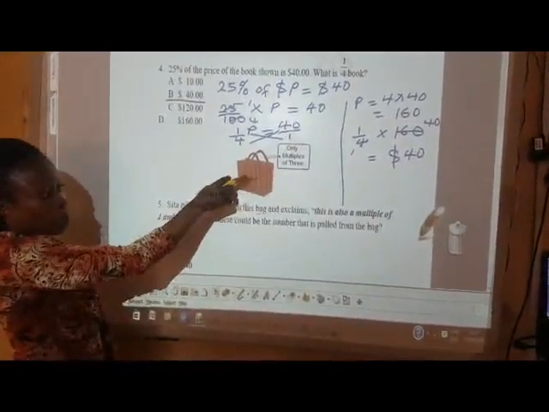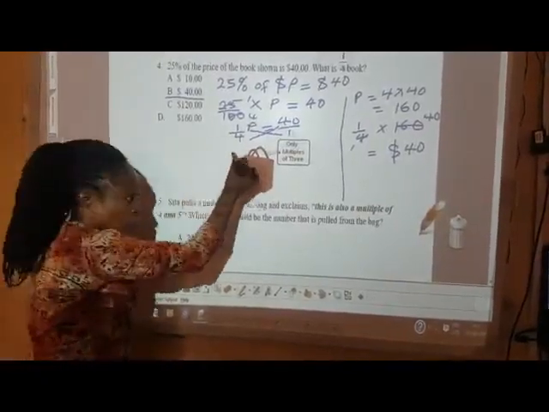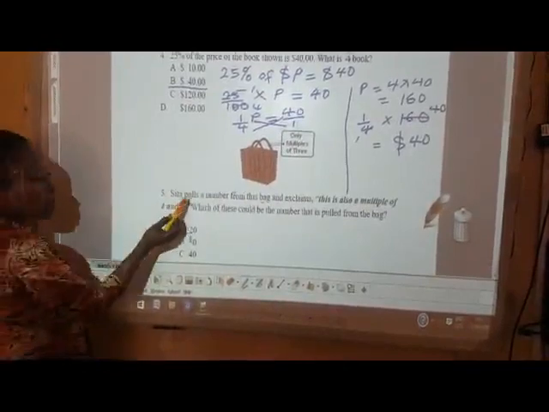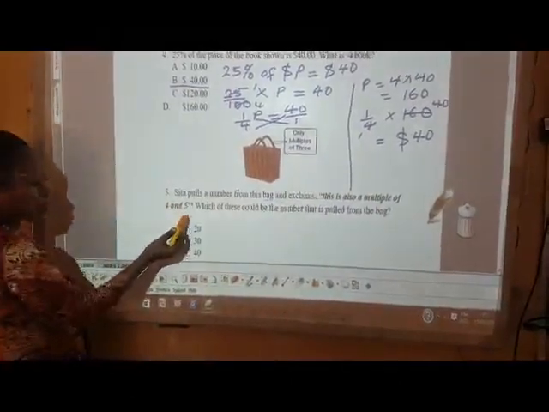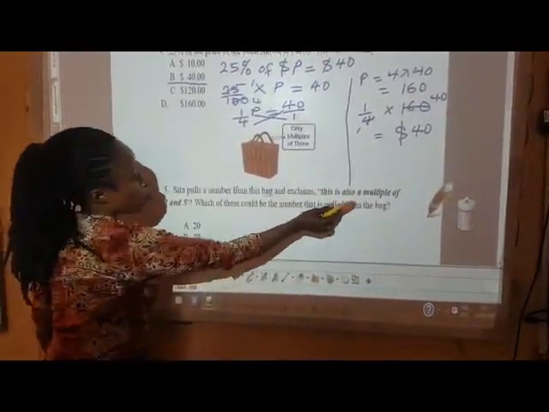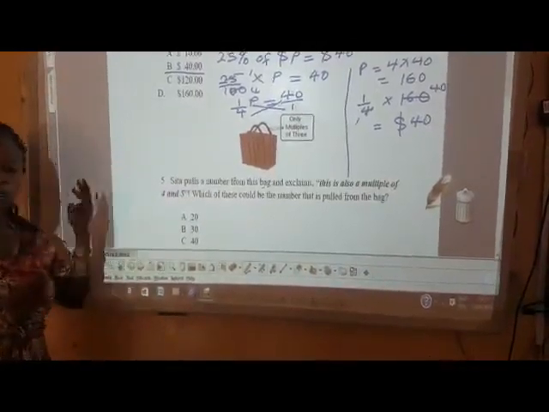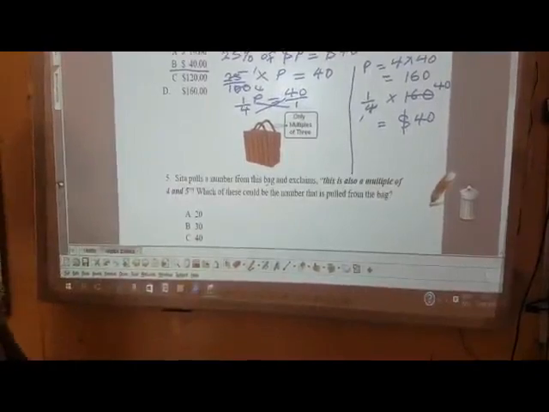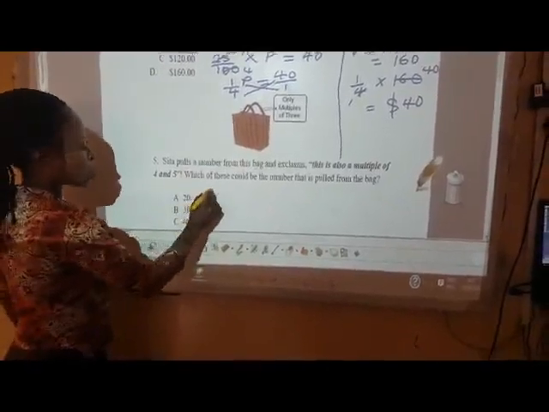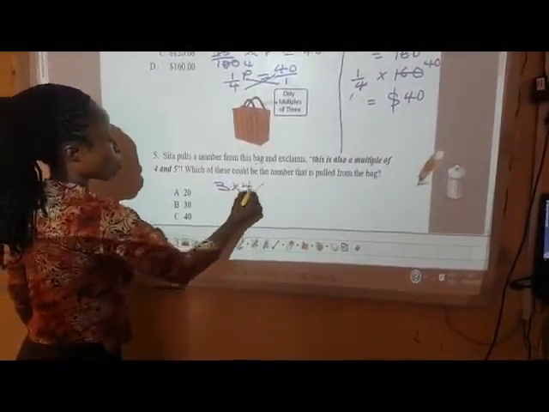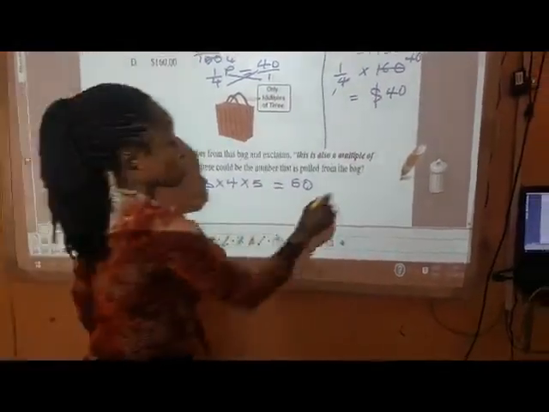Question 5. Sita puts a number. You can see a bag here, and in the bag we have only multiples of 3. Everything inside this bag is a multiple of 3. So Sita pulls a number from this bag and explains this is also a multiple of 4 and 5. Which of these could be the number pulled from the bag? The meaning of this question is that you have to look for the multiple of 3, 4, and 5. You look for the LCM of 3, 4, and 5. The easiest way is to multiply 3 times 4 times 5, and there you have 60. Your answer is 60.